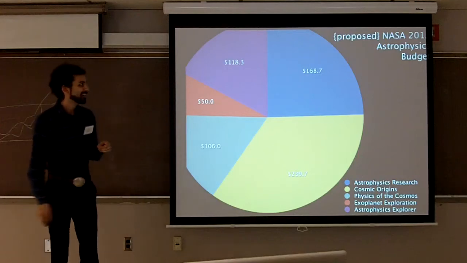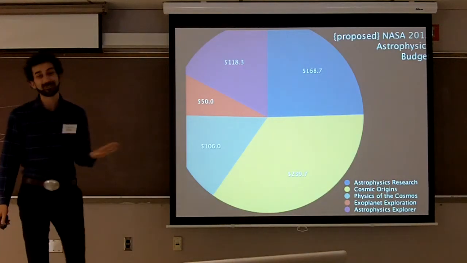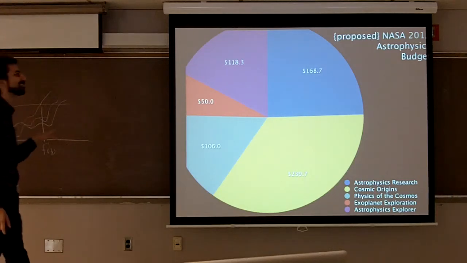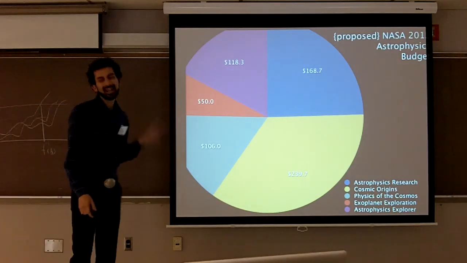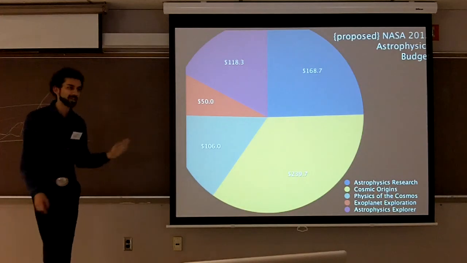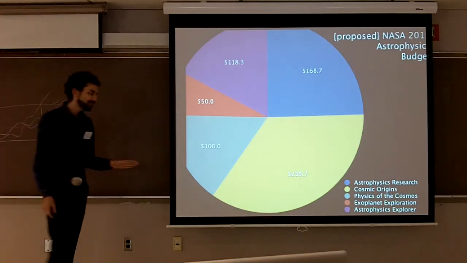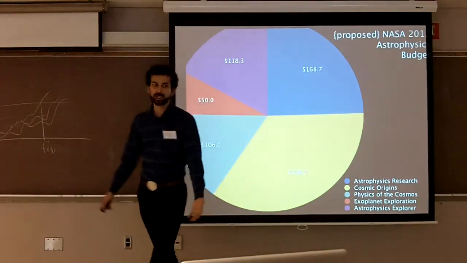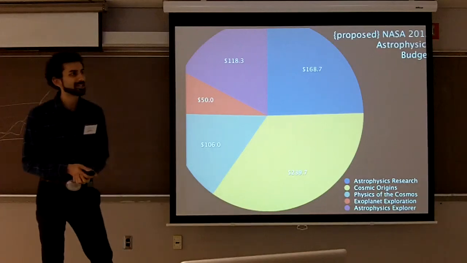This is a different budget: the 2012 astrophysics budget. Now, I'm not quite dumb enough to get into a political discussion about the astrophysics budget of NASA in this building. That's insanity. But I do want to point out what the biggest wedge of the pie is right now. The biggest wedge of the pie is cosmic origins. This is a broad gloss for all sorts of different kinds of projects happening within NASA.